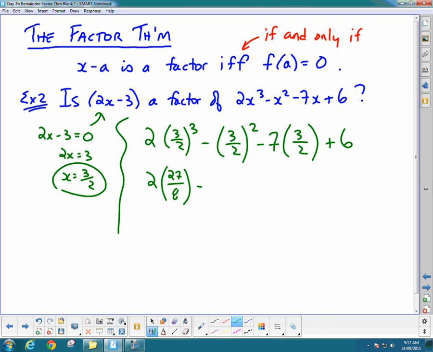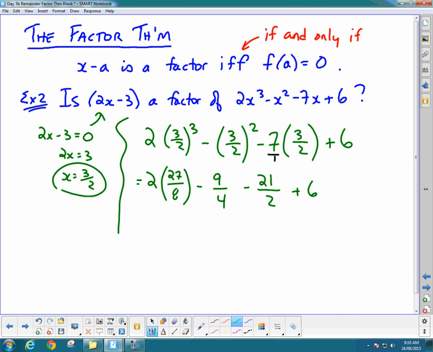Minus, and then you see it's minus x squared, so you just square it and then you subtract your answer. When you square a fraction, you square the top number, which is 9, and you square the bottom number, which is 4. Here, we're going to multiply by 7. So we know that's a fraction, 7 over 1. And when you multiply fractions, you multiply the tops, which is 7 times 3 is 21. And you multiply the bottom, which is 1 times 2 is 2. And then we just have to add 6 here.